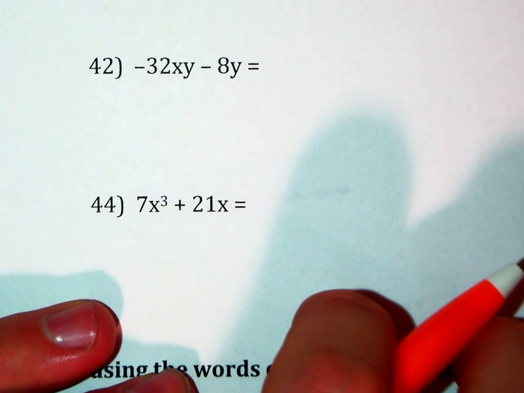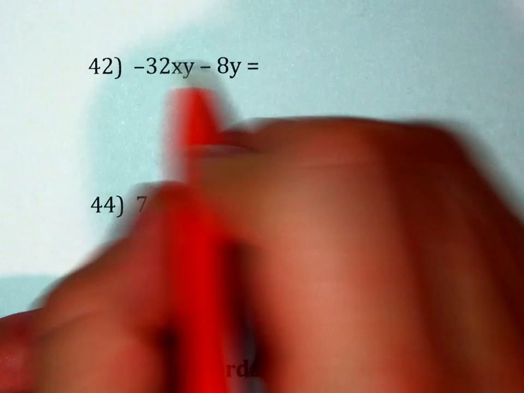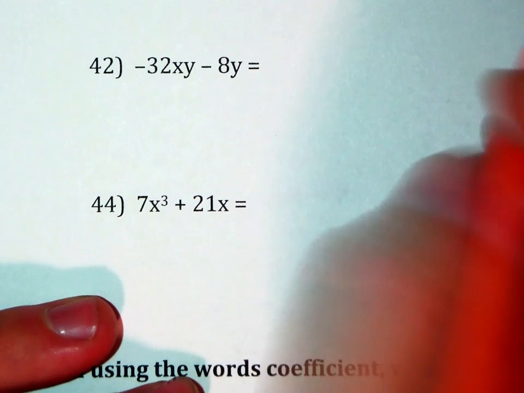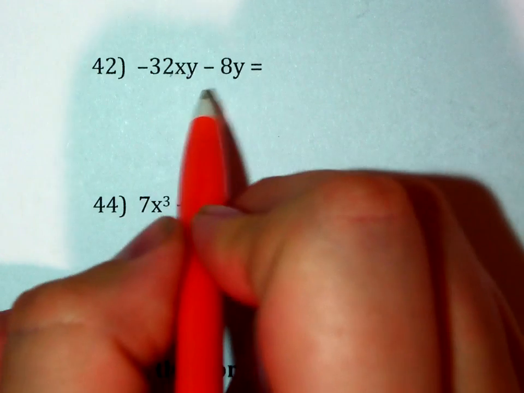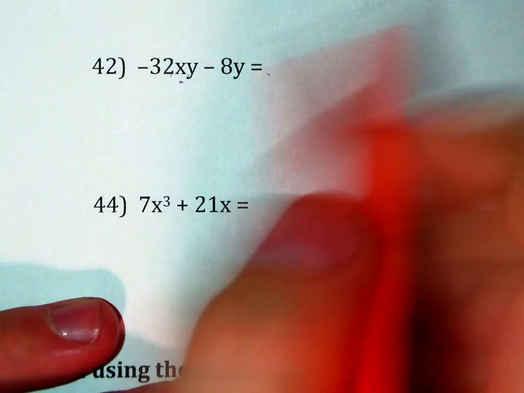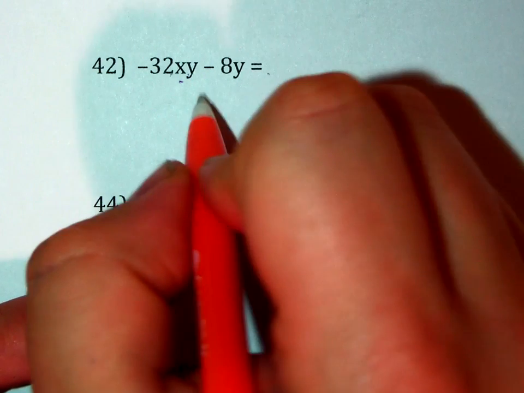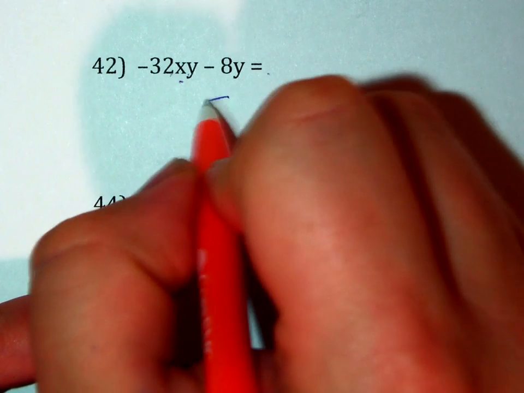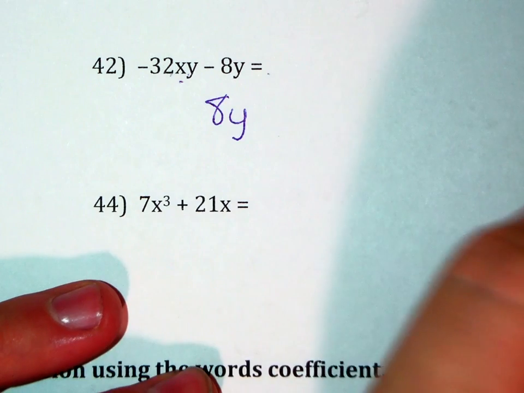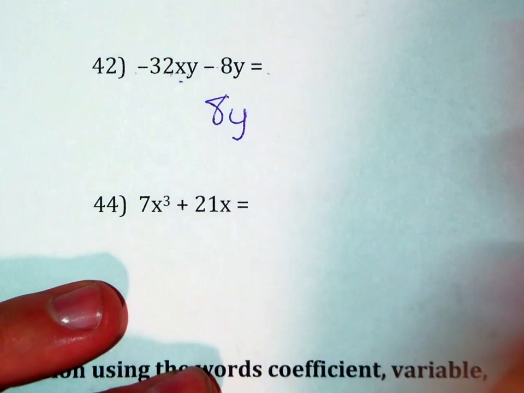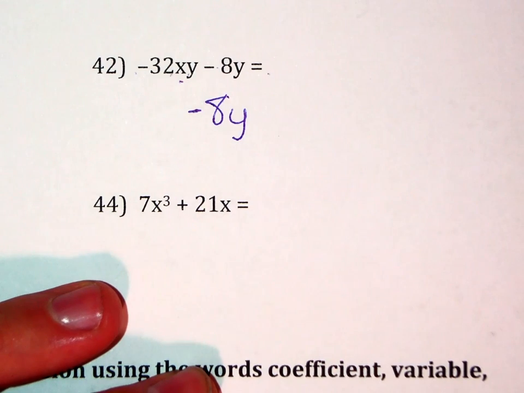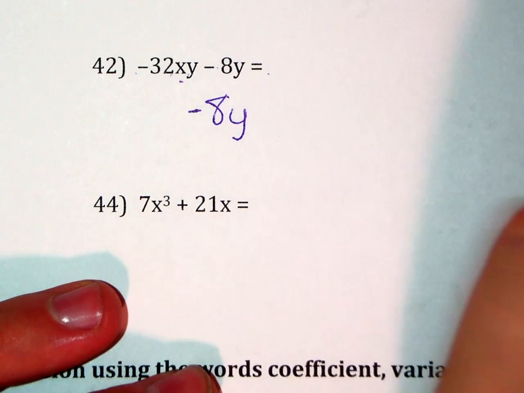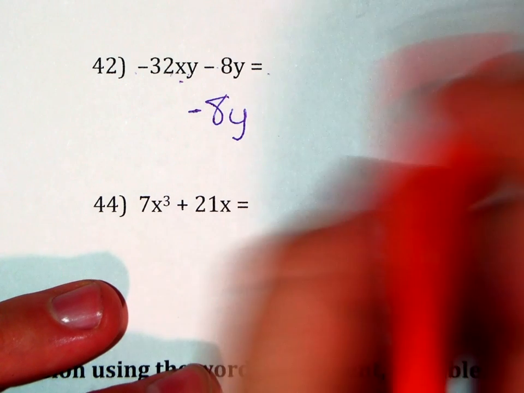Now for problem 42, I see that 8 goes into both 8 and 32, so that's one part of our factor, but we also have some variables here. I have x on one side, but not the other. I have y on both sides, so it looks like my factor would be 8y. And anytime I see that there's a negative in front of both terms, I'm going to go ahead and factor out the negative 8 as well. So negative 8y would be my complete term that I'm factoring out.